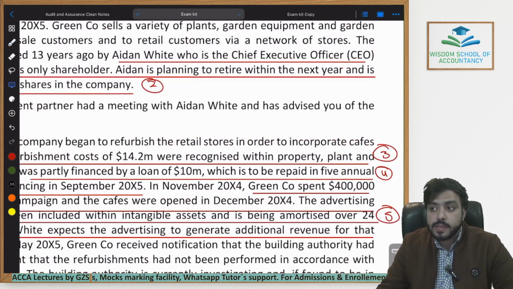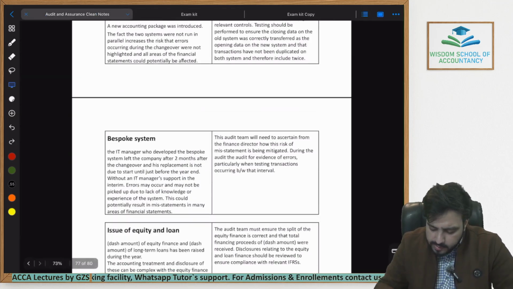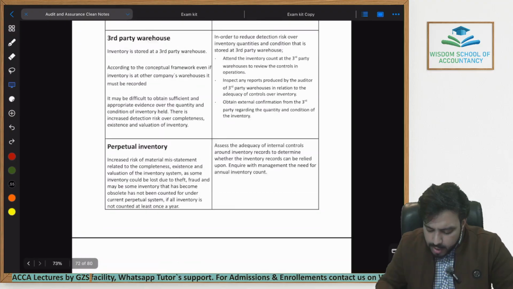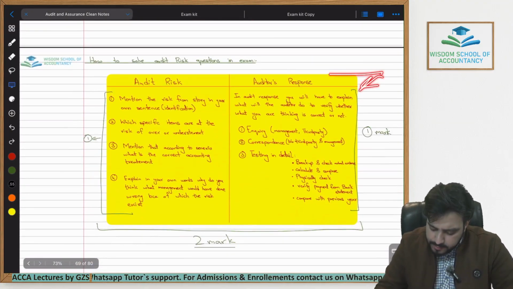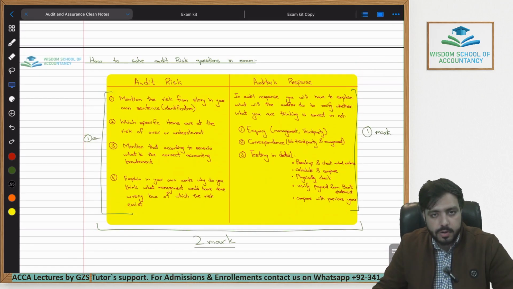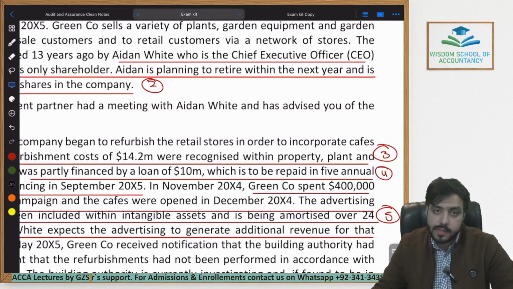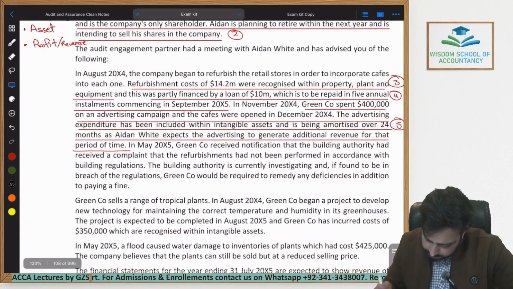Incorrect identification is the primary reason why students fail the audit risk question. If someone has given you exactly how to write down your answers, and you identify the correct risk, you will never fail the audit risk question. This is the proper method to write down your risk answer, but identification is the difficult part. Let's move forward. Let's read the question now.